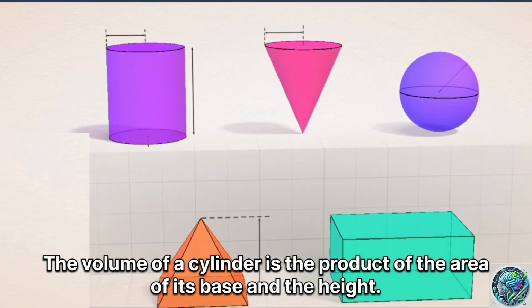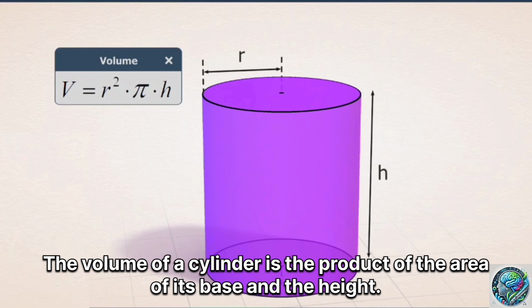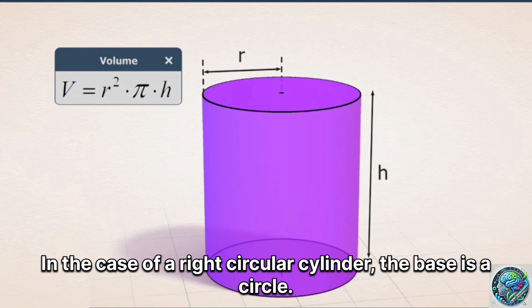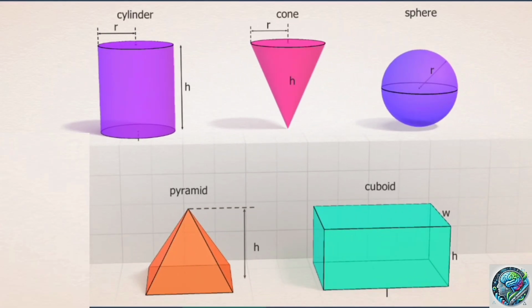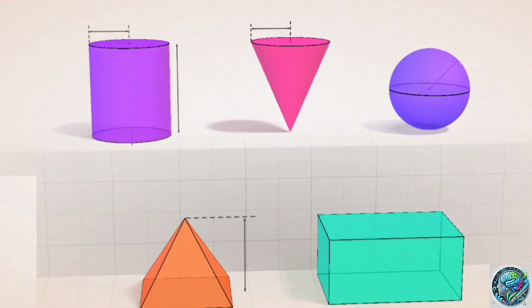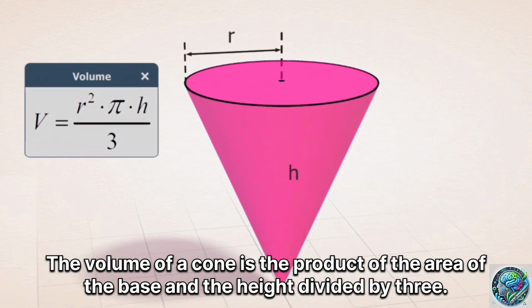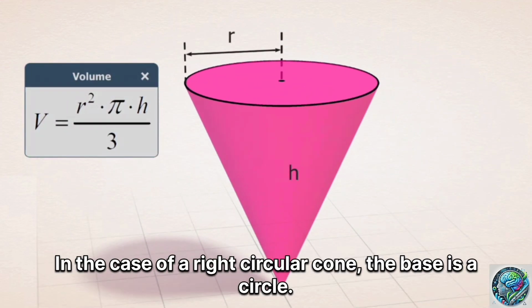The volume of a cylinder is the product of the area of its base and the height. In the case of a right circular cylinder, the base is a circle. The volume of a cone is the product of the area of the base and the height divided by 3. In the case of a right circular cone, the base is a circle.